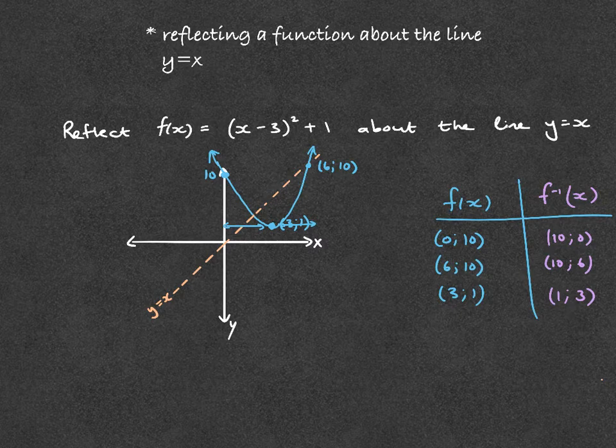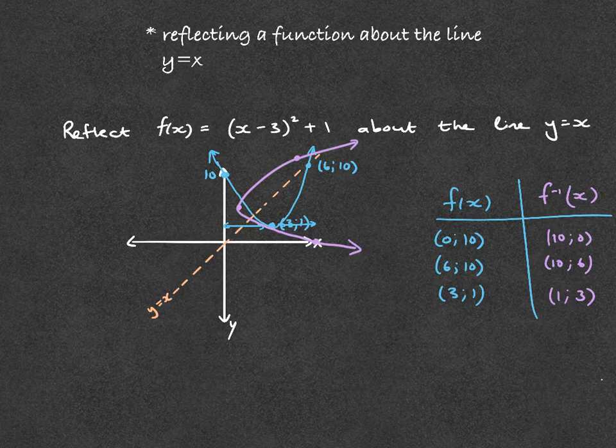Okay, so let's plot those purple coordinates. 1, 3: the new turning point will be there. Then we've got the point 10, 6. The y-intercept was at 0, 10, and now it will be at 10, 0, somewhere there. Then in a symmetrical way, the other point will be there. So your graph is going to look something like that. Hopefully that makes sense to you.